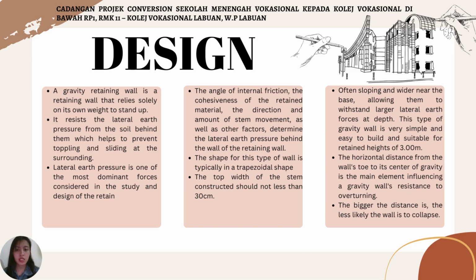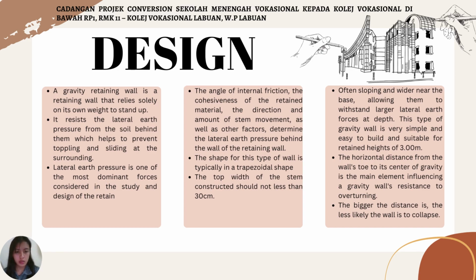The shape for this type of wall that is used for our case study is typically a trapezoidal shape. The top width of the stem constructed should not be less than 30 cm. It is often sloping and wider near the base, allowing it to withstand larger lateral earth forces at depth. This type of retaining wall is very simple and easy to build, and it is suitable for retained heights of 3.3 meters.